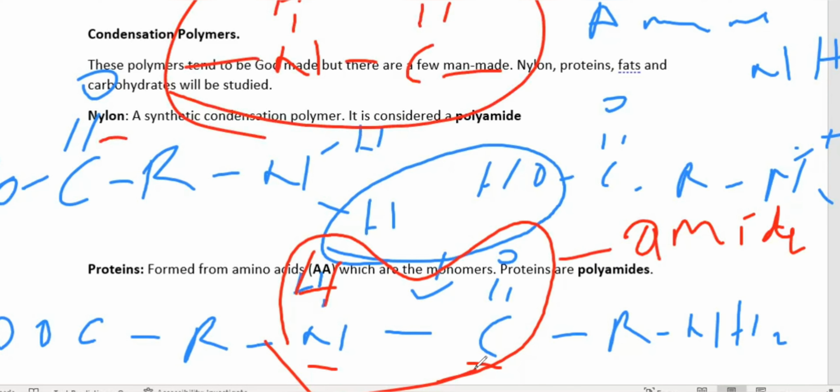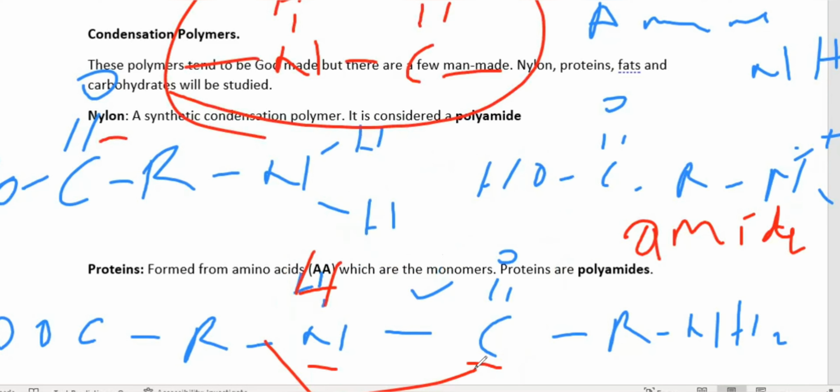So what would happen now is this. Notice down here that we have 2 monomers. So this is a dimer. Di means 2. So you have 2 monomers joined together.